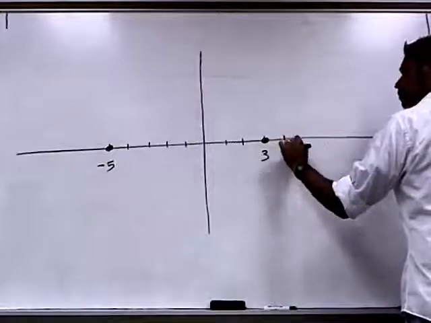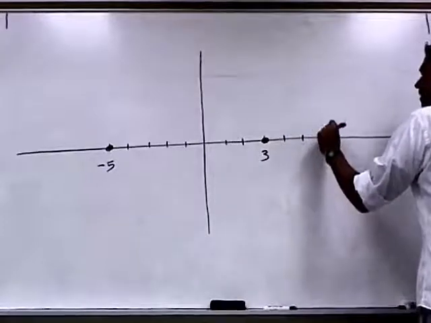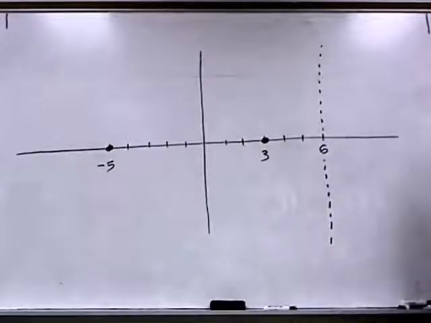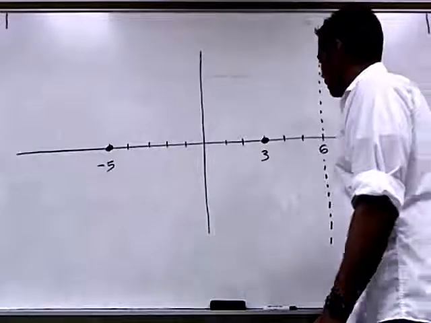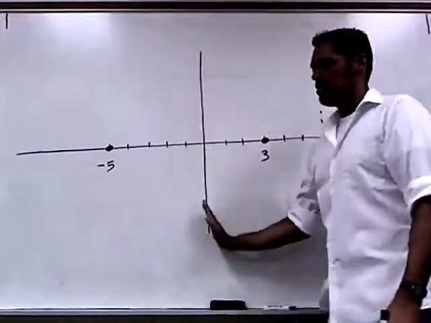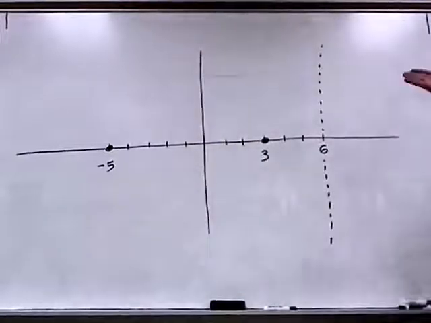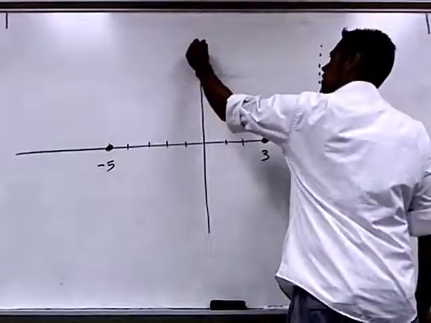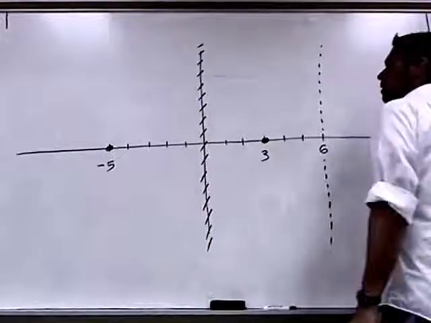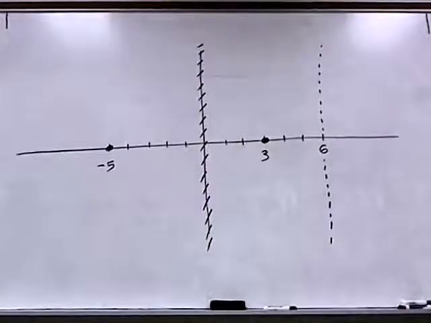Vertical asymptotes, 6 and 0. Let me do the 6 first. 4, 5, here's 6. It's a dotted vertical line. And over here at 0, right? Now, how do I draw a dotted line on top of my solid line? That's those little diagonals that I showed you can do. Anything that helps you remember that you cannot cross that.